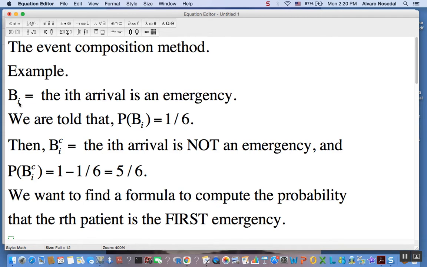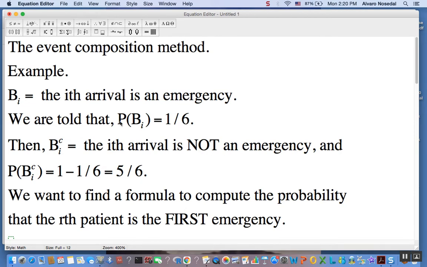So in this case I'm using B_i to denote the following event: the ith arrival is an emergency. And again, according to records from this clinic, they think that this is a reasonable probability for that event, that the probability that the ith arrival is an emergency happens to be 1/6.